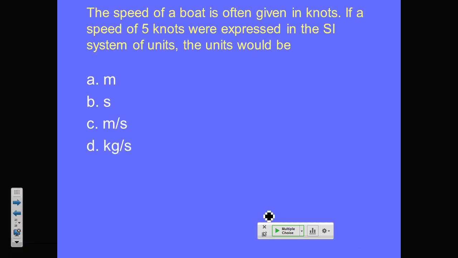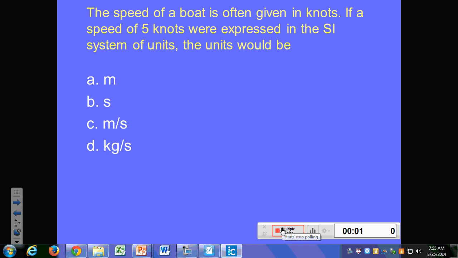And the speed of a boat is given in knots. If the speed of 5 knots were expressed in the SI system, the units would be what? A knot is a knot. Well, never mind. It's a speed. If it were the SI system, what would it be? What units would it be? Share your answer with your neighbor, please. Alright, so I'm going to stop at 40 seconds.